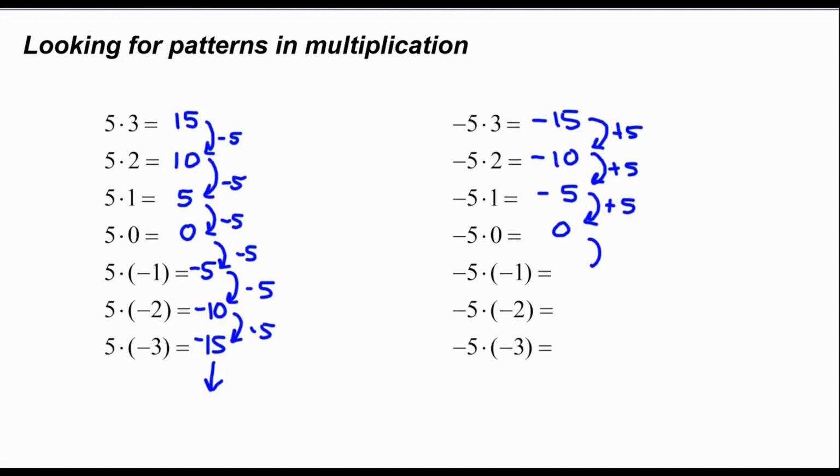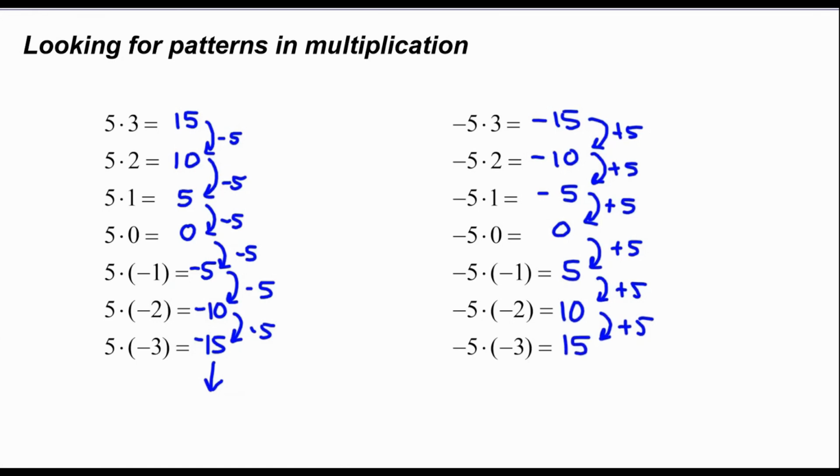So what's going to be the next value here? We're going to increase by 5 again. Negative 5 times negative 1 should be 0 plus 5, which is positive 5. Now that seems kind of weird, but this pattern shows us that has to be true. And then it's going to increase by 5 again, and negative 5 times negative 2 is going to have to be positive 10, and then it's going to increase by 5 again, and negative 5 times negative 3 is positive 15.